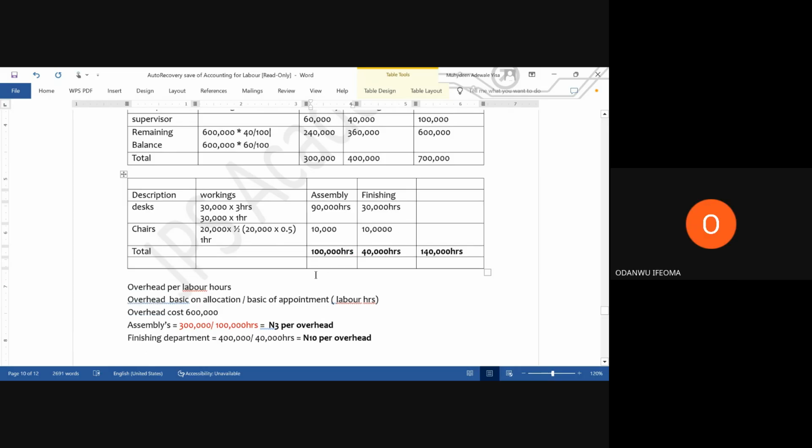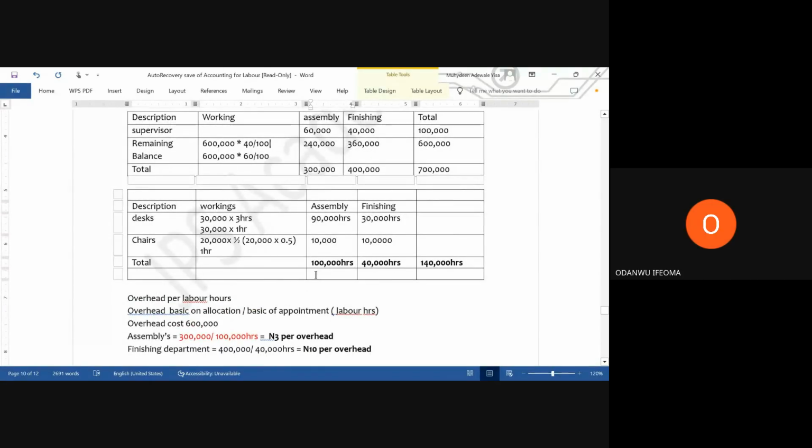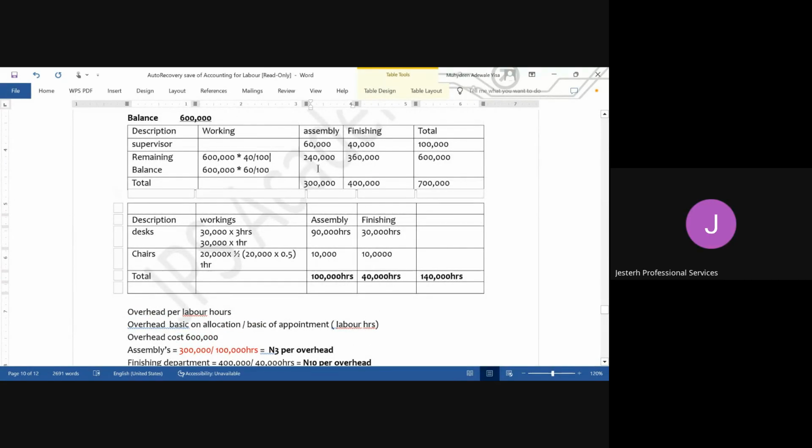Now, the question I want to ask: did you understand how we share this remaining balance here, the one that I just highlighted? You understand how we did it? Yes, sir. Okay, thank you very much.